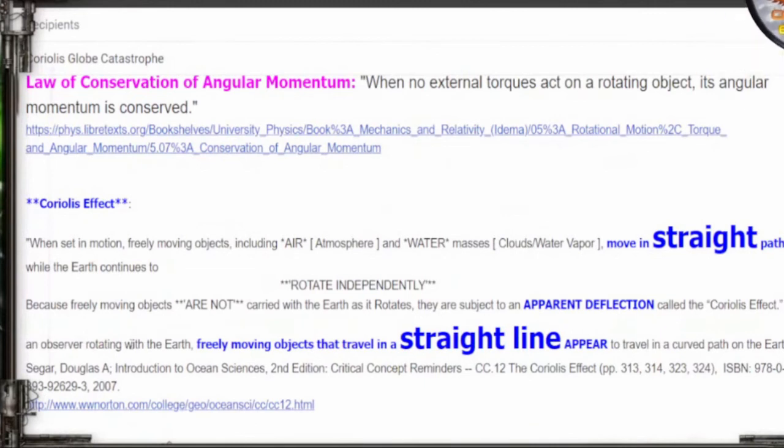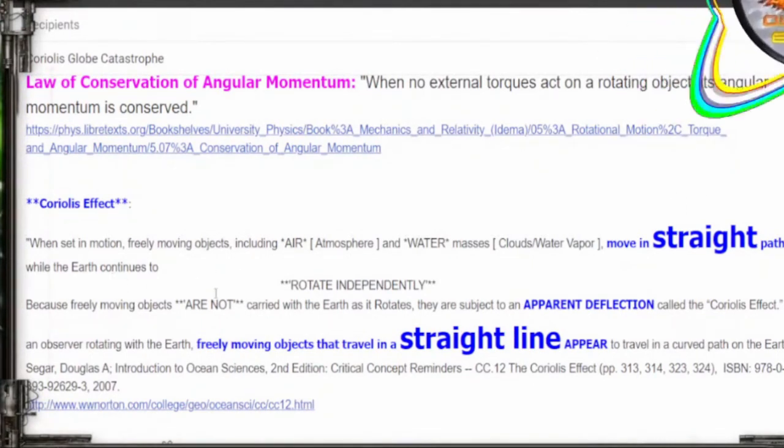Let's go to Segar and Douglas, Introduction to Ocean Sciences, Critical Concept Reminders. This is a university-level textbook defining the Coriolis effect. When set in motion, freely moving objects, including air and water, clouds, water vapor, that's my addition, move in, here we go again, straight paths. Where are straight paths with the conservation of angular momentum? Again, a direct contradiction.